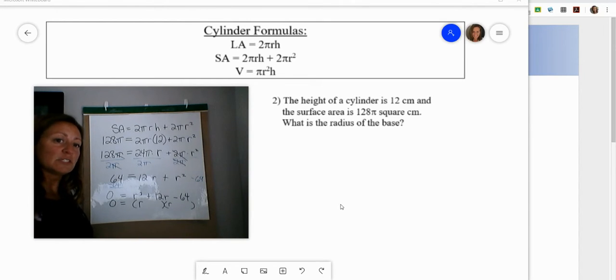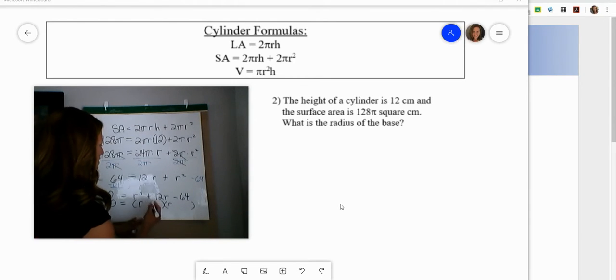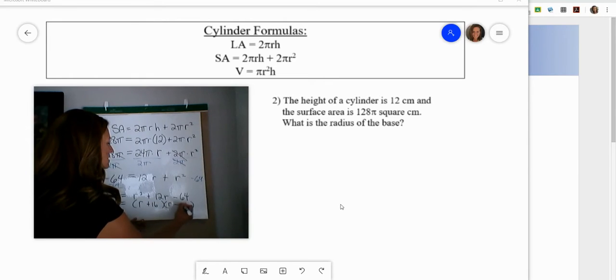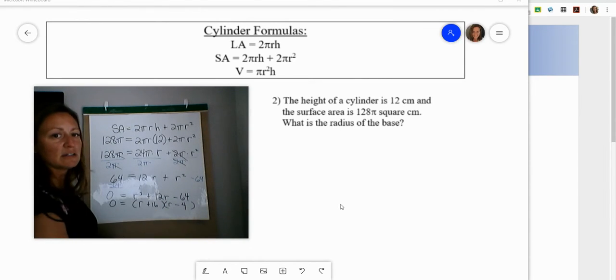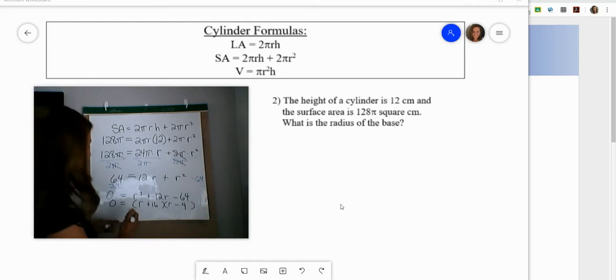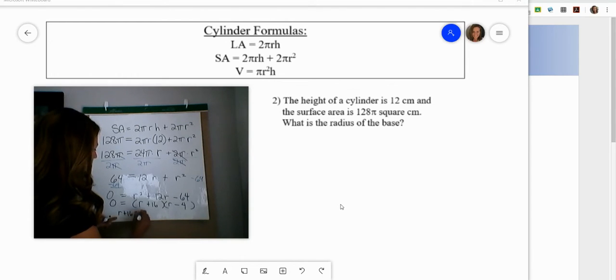Let's see. Factors of 64. 1 times 64? No. 2 times 32? I'm just kind of going through every possibility. No. 4 times 16? Oh, there we go. 4 and 16. If we put a positive 16 and a negative 4, then when you multiply them, you get your negative 64. But when you do your outers and your inners, you'll get 16r minus 4r. And there you go. So once we have it factored, we can set each factor equal to 0 and solve.